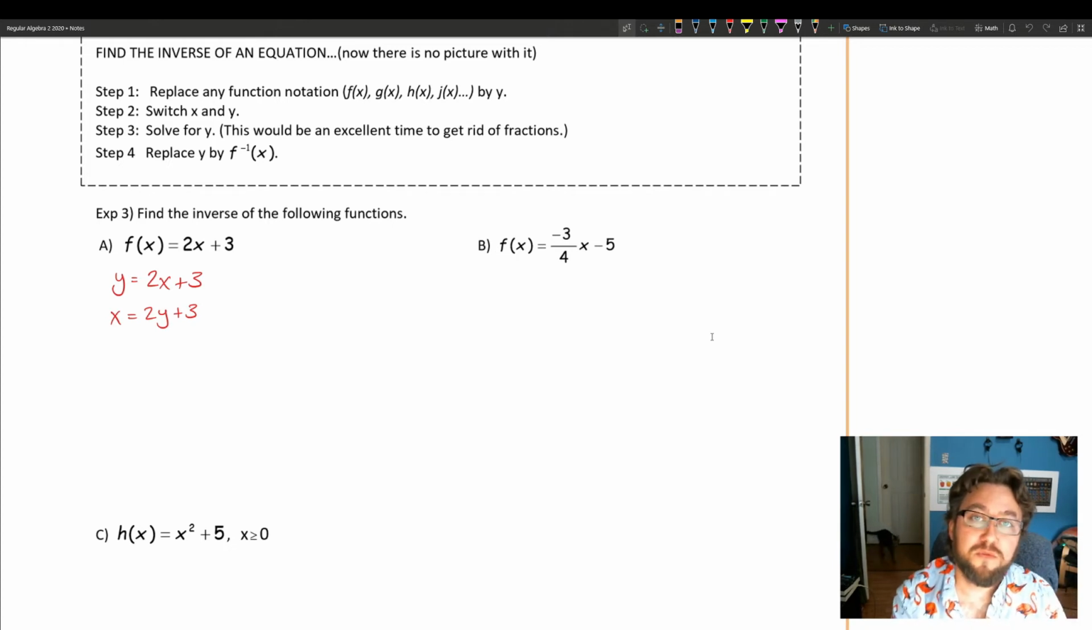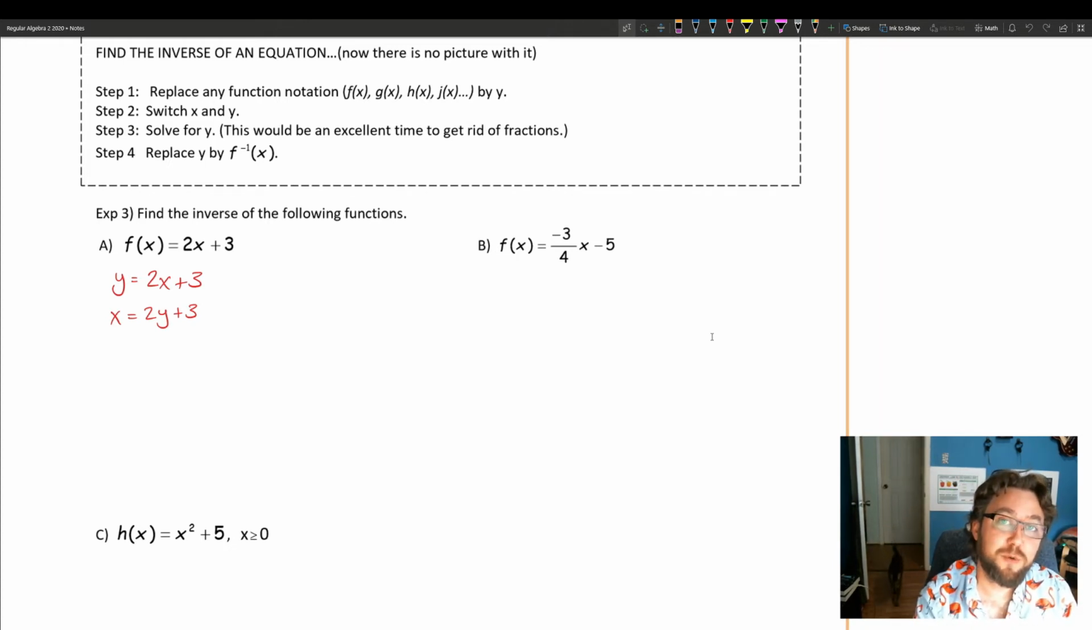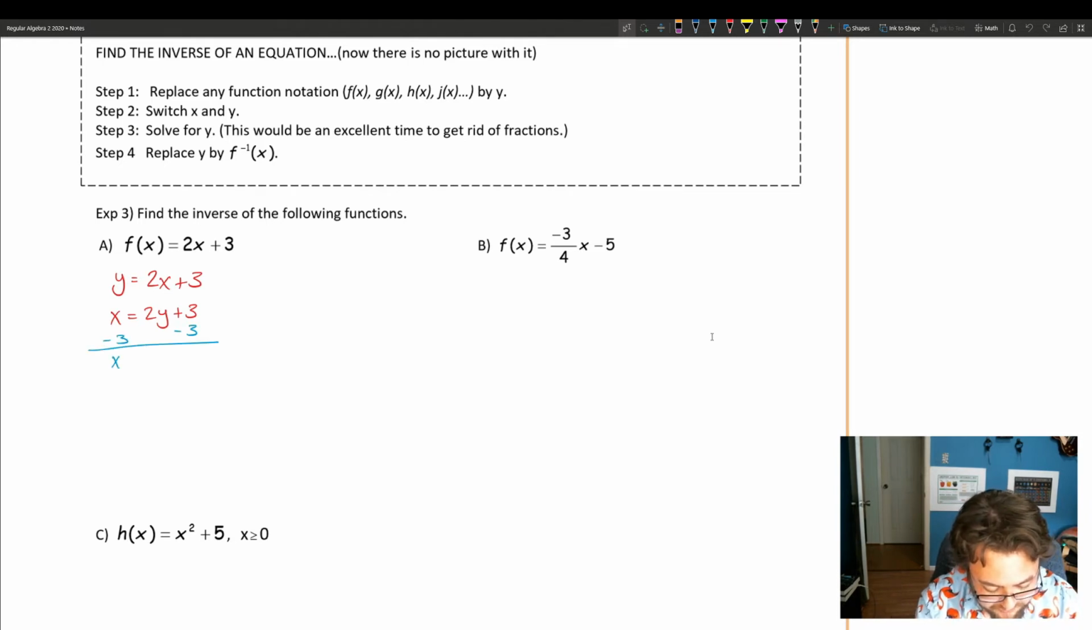Now we're going to solve for y. I want to make this y equals again algebraically. So I'm going to start by getting the 2y by itself, subtracting the 3, to give us x minus 3 is equal to 2y. Now I want to get the y by itself, so I'm going to divide by that coefficient 2, and change colors to green here.